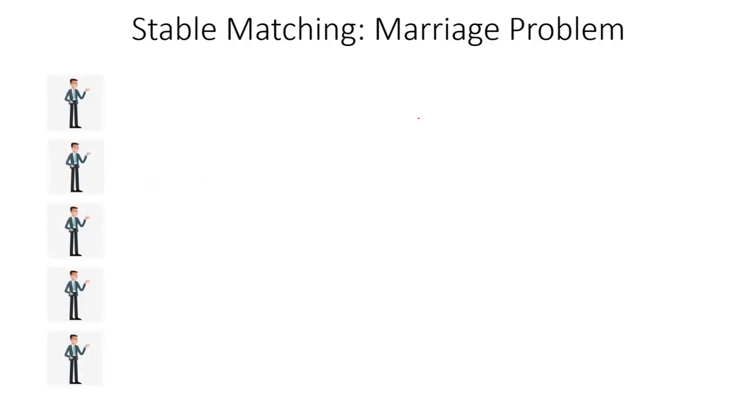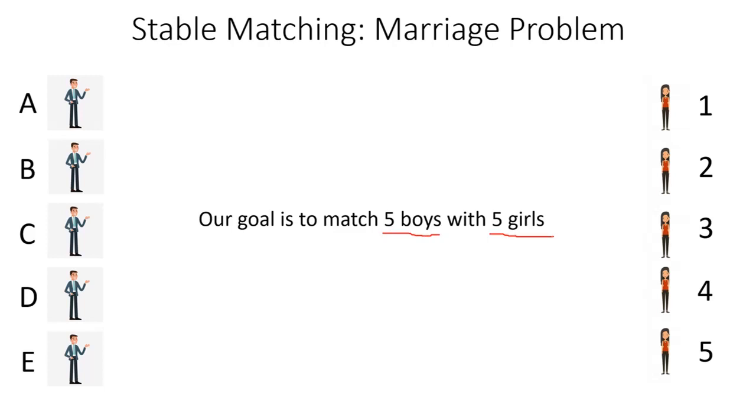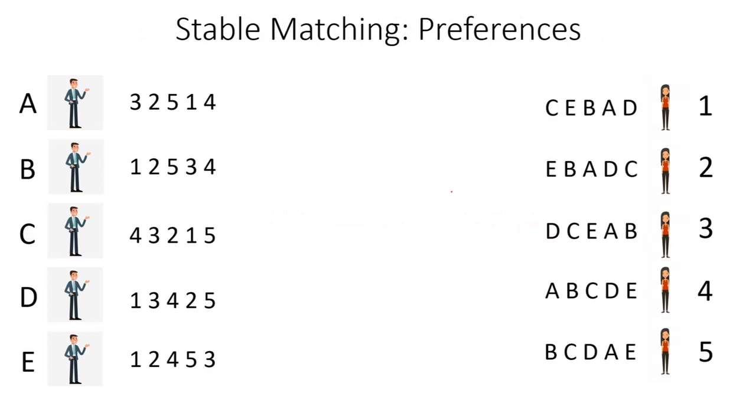So we have 5 men on the left side, as you can see, and 5 women on the right side. Each of the men has some letters to identify that person, and for the women we have digits from 1 up till 5, and our goal is to match 5 boys with the 5 girls.